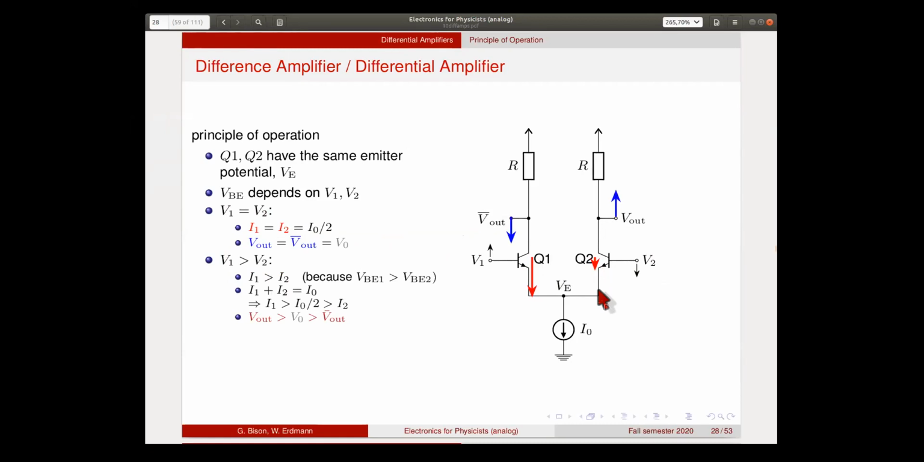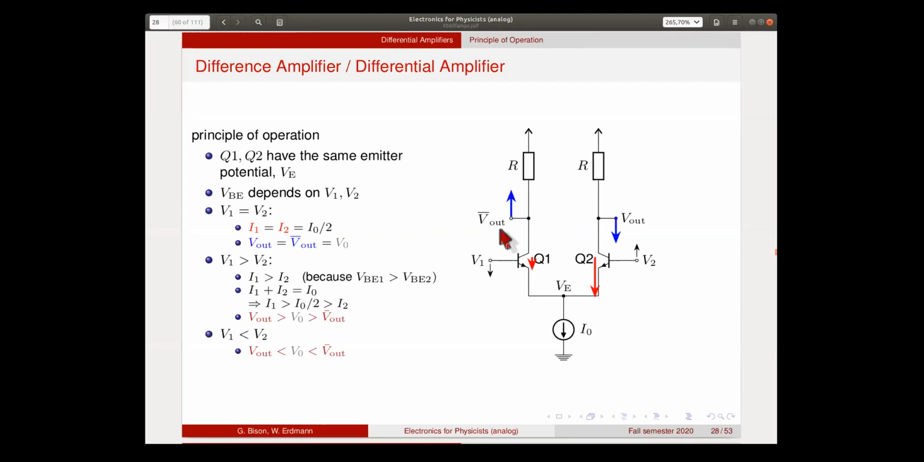Now the sum of the two currents is still the same. Therefore, we will have a current that is larger than half of I0 on this branch and a current that is smaller than half of I0 on the other branch. With respect to the offset, we have a higher current here, so the so-called inverted output will go down because there's more current flowing, and the non-inverted output will go up because we have less current flowing through this one. So we have this hierarchy: the non-inverted output is higher than the offset voltage, which is again higher than the inverted output.